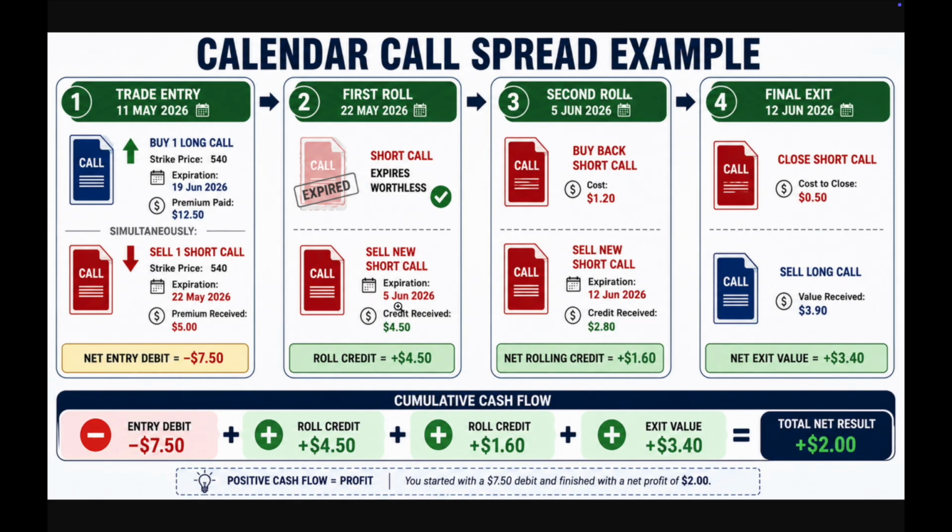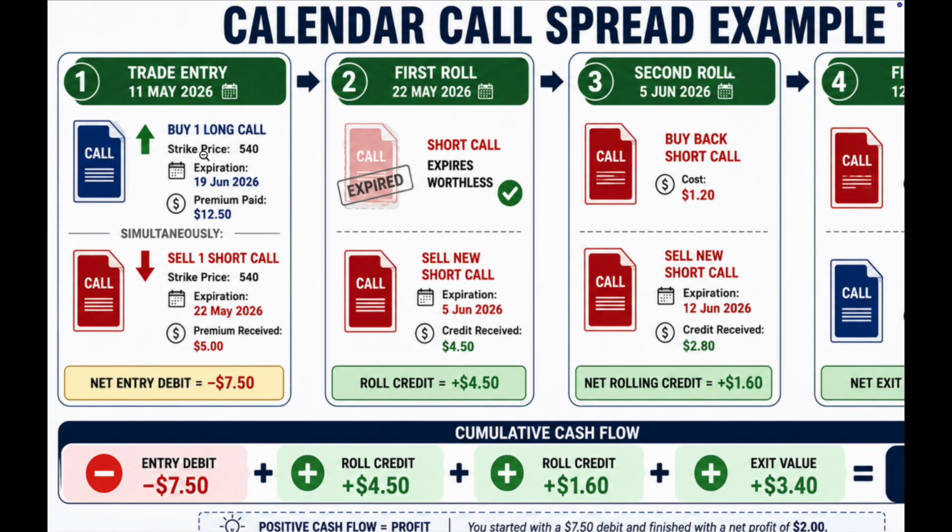A calendar spread involves buying a longer dated option while selling a shorter dated option at the same strike price. In this example, on 11 May 26, I buy a 550 call expiring on 19th of June 26 and sell a 540 call expiring on 22nd May 26. For the long call, I pay a debit of $12.50 per contract, while the short call generates a credit of $5 per contract. This gives me a net entry debit of $7.50.